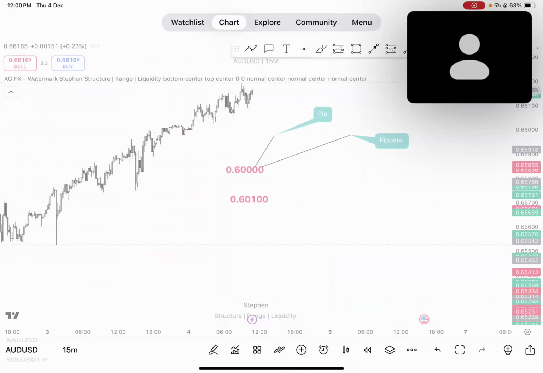Why is this one taking time to load now? I don't know why it's taking time to load.